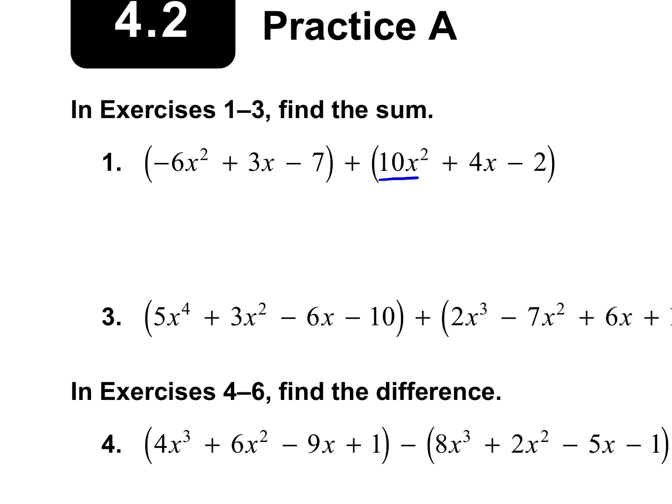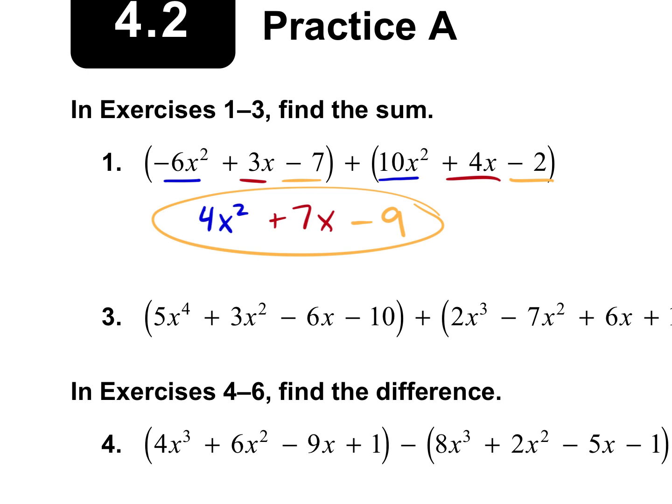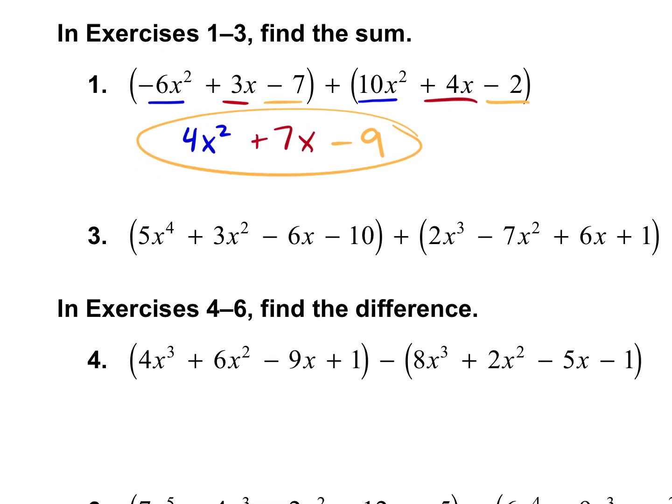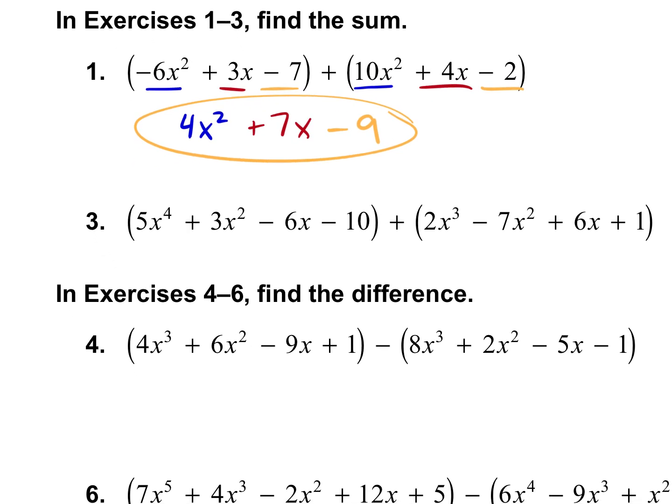Combine like terms. So I start with the x squareds. What's negative 6x squared plus 10x squared? 4x squared. Next, I move on to the x's. 3x plus 4x, 7x. And then negative 7 minus 2, negative 9. So this would be my answer. All we're doing are adding our like terms, and that's it. We're done. So combine like terms, the variable part stays the same.